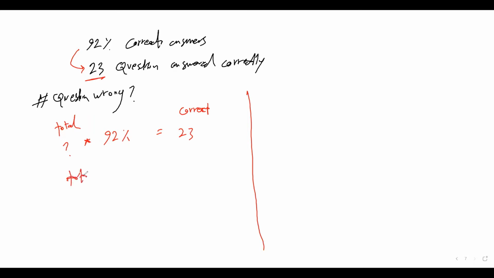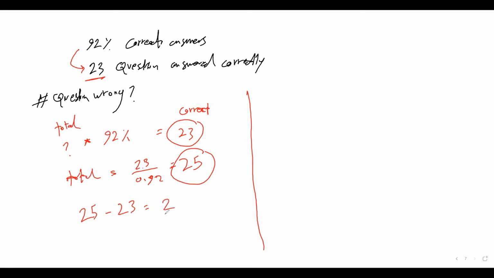So the total number of questions is 23 divided by 0.92, and that gives us 25. So what I found here is the total number of questions, which is 25, and I know 23 have been answered correctly, so the wrong questions are 25 minus 23, so definitely he must have answered the rest of it wrong, which is 2 questions, right? That's one way of answering it.